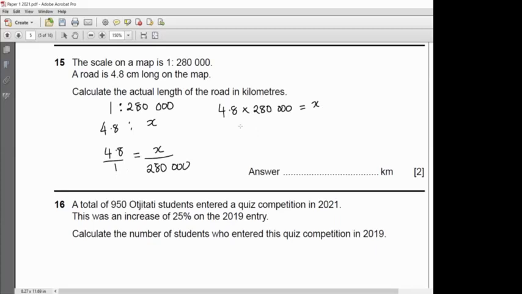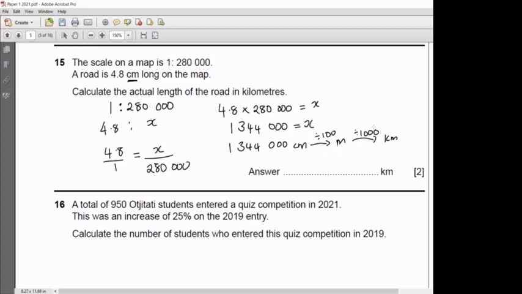This gives 1,344,000. Okay, is equal to x. And remember that x is in centimeters because this is in centimeters. So we have 1,344,000 centimeters. Right, and then we have to convert the centimeters to kilometers. So first, converting from centimeters to meters, you would divide by 100, and then from meters to kilometers, you would divide by 1,000, or you could just divide by 100,000 straight away.